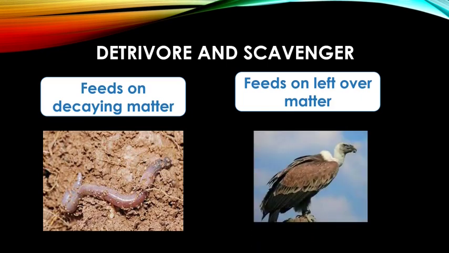Whereas scavengers are organisms like fox and vultures; they feed on the leftover matter. Suppose a lion is preying on a deer. Once it has fulfilled its hunger, the lion will go away, and whatever remains on the ground, vultures, fox and wolves will come and feed on it. Therefore, they are called scavengers. Scavengers means cleaners. They clean the environment, they feed on the leftover matter.